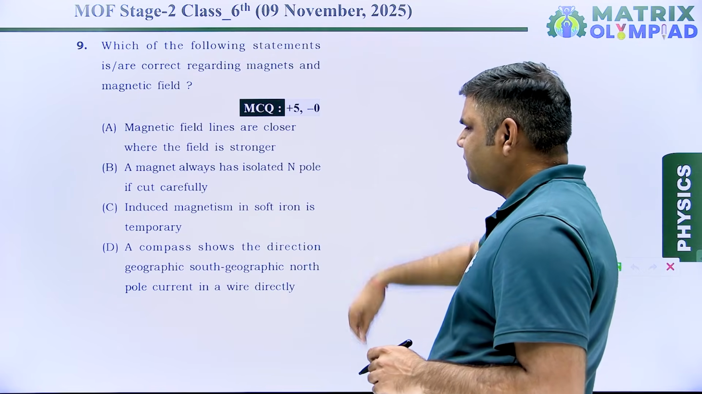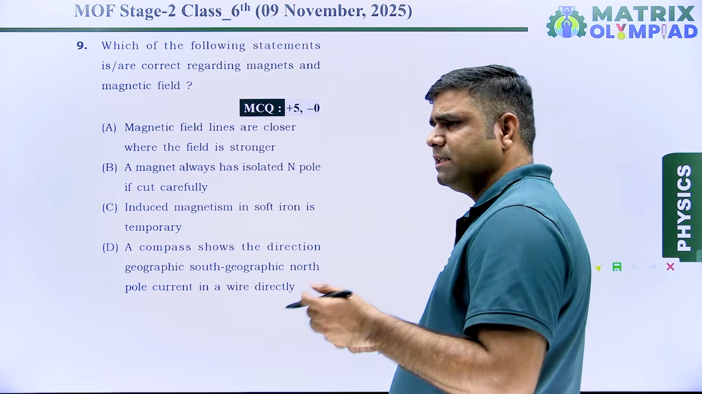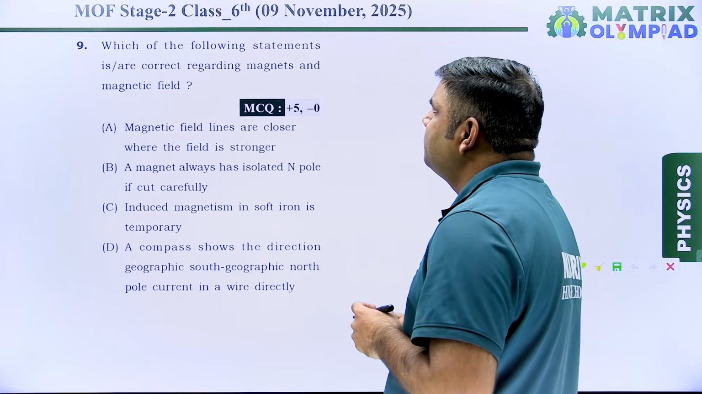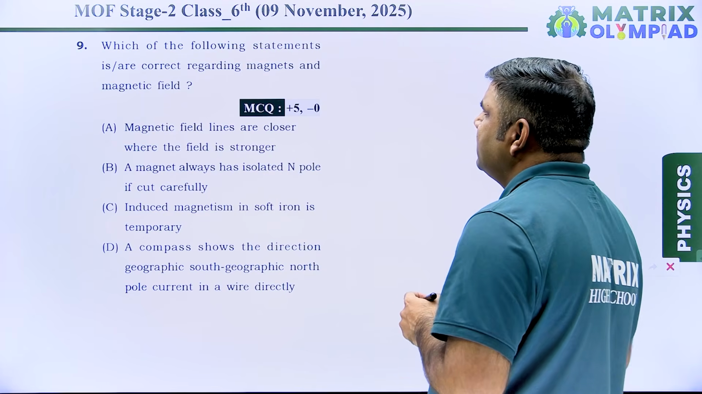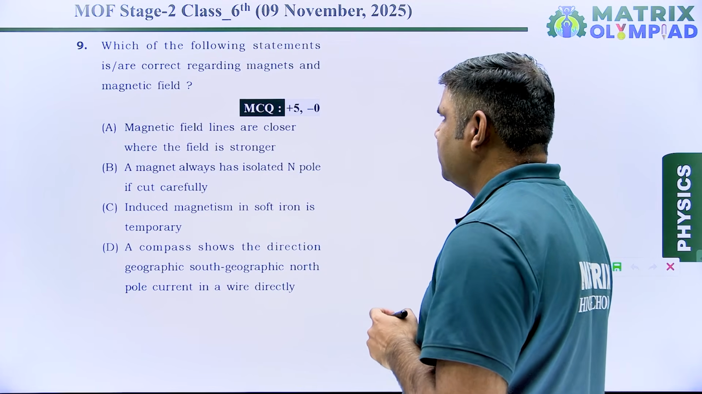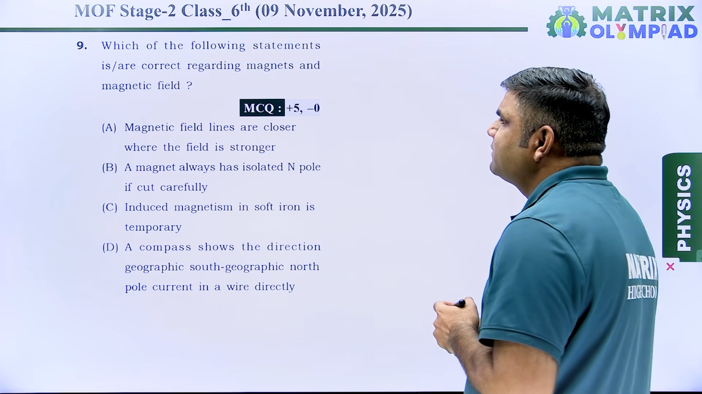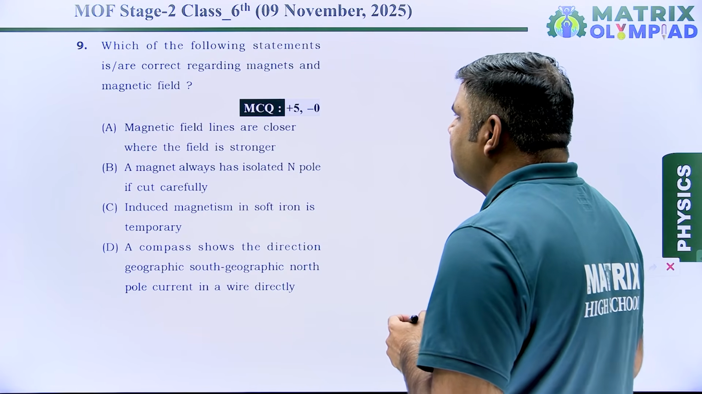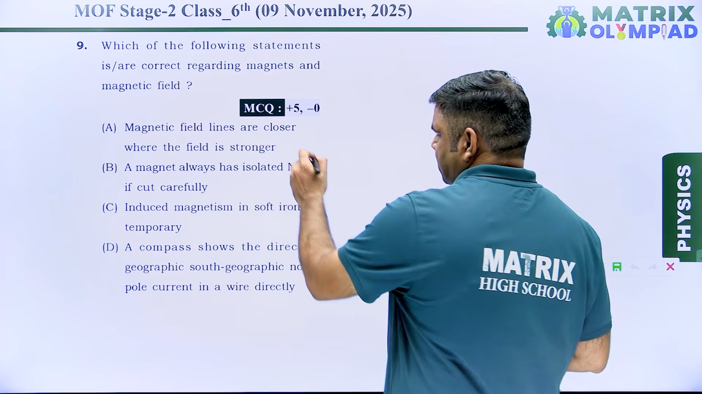So in that question more than one statement can be correct. So let's start the question. Which of the following statements is or are correct regarding magnetism and magnetic field? Option A: magnetic field lines are closer where the field is stronger.